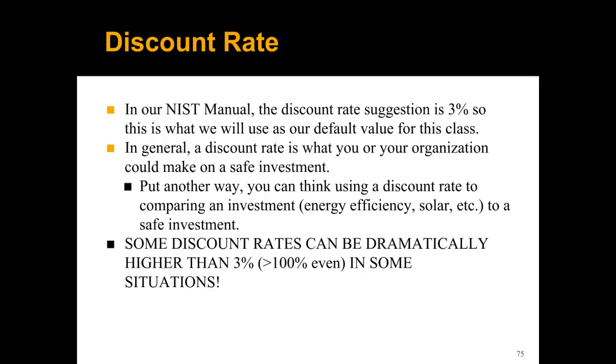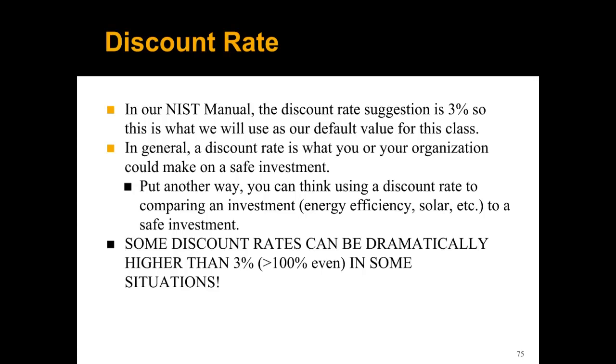In the NIST manual, the discount rate suggestion is 3%. So if you're not sure what to use, if I give a default value, use 3% in this class. But in general, a discount rate is what you or your organization could make on a safe investment. So put another way, think of using a discount rate as using a comparison to a safe investment.